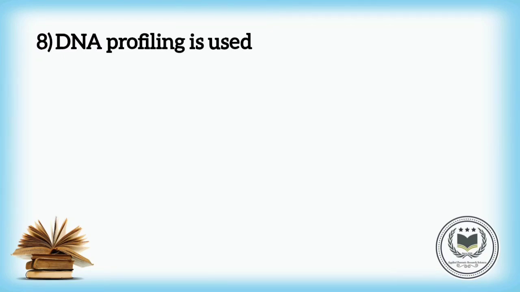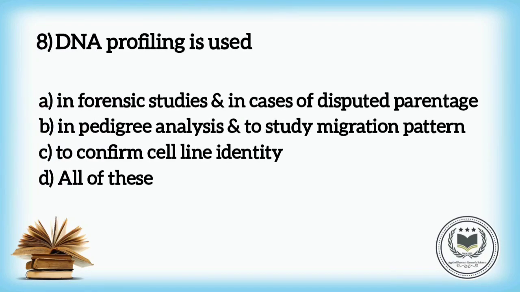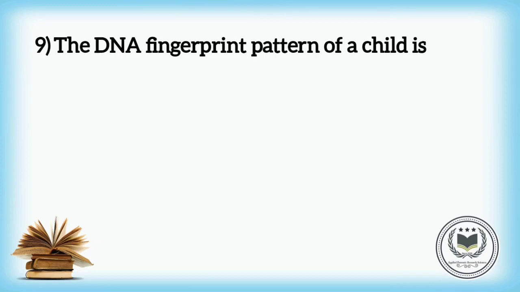Here's the eighth question. DNA profiling is used option A. In forensic studies and in case of disputed parentage, B. In pedigree analysis and to study migration patterns, option C. To confirm cell line identity, option D. All of this. And the correct answer is D. All of this.